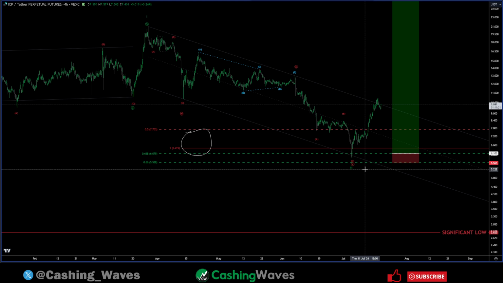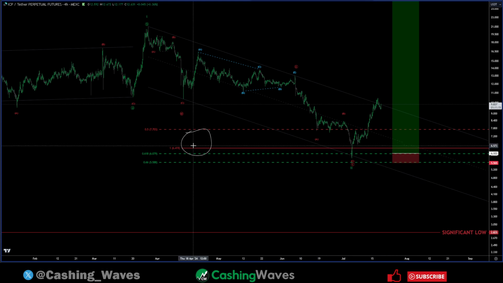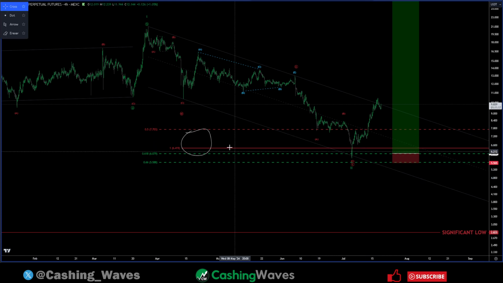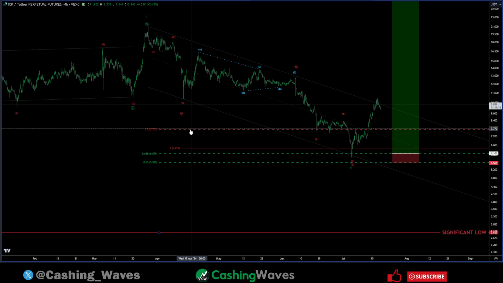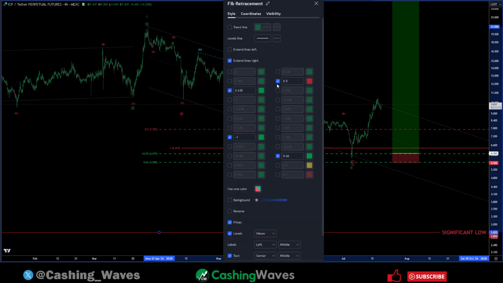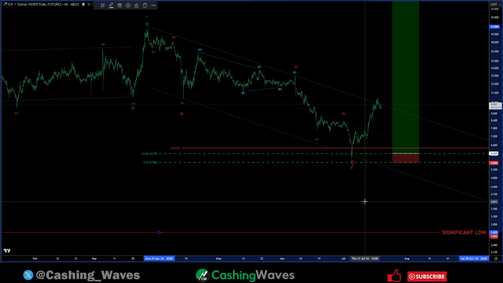You can see we got our 3-wave move to the downside. We got the 618. That's where I got my entry here at the 618. Stop was at the 66. It's called the golden zone.